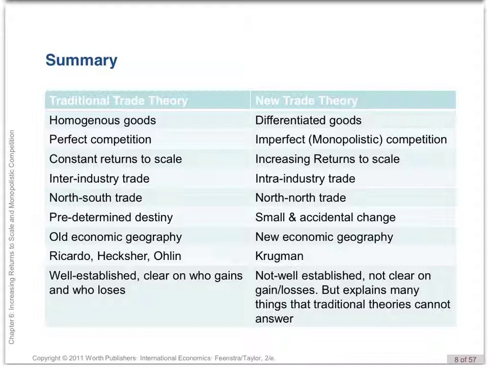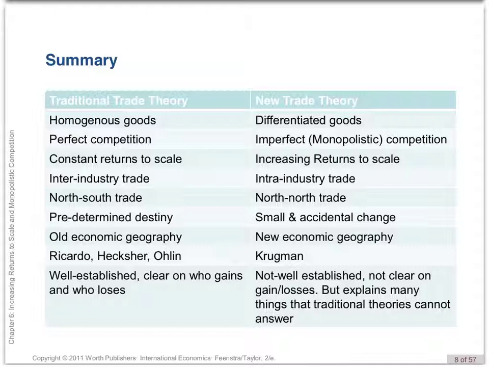And in this new theory, there's no such thing as predetermined advantage. Everything starts from very small and accidental change. One country starts to have some advantage in some goods very accidentally. Then that gains more and more advantage and becomes famous in one industry. And that means even though this country has an advantage in one good, that advantage can change very frequently.